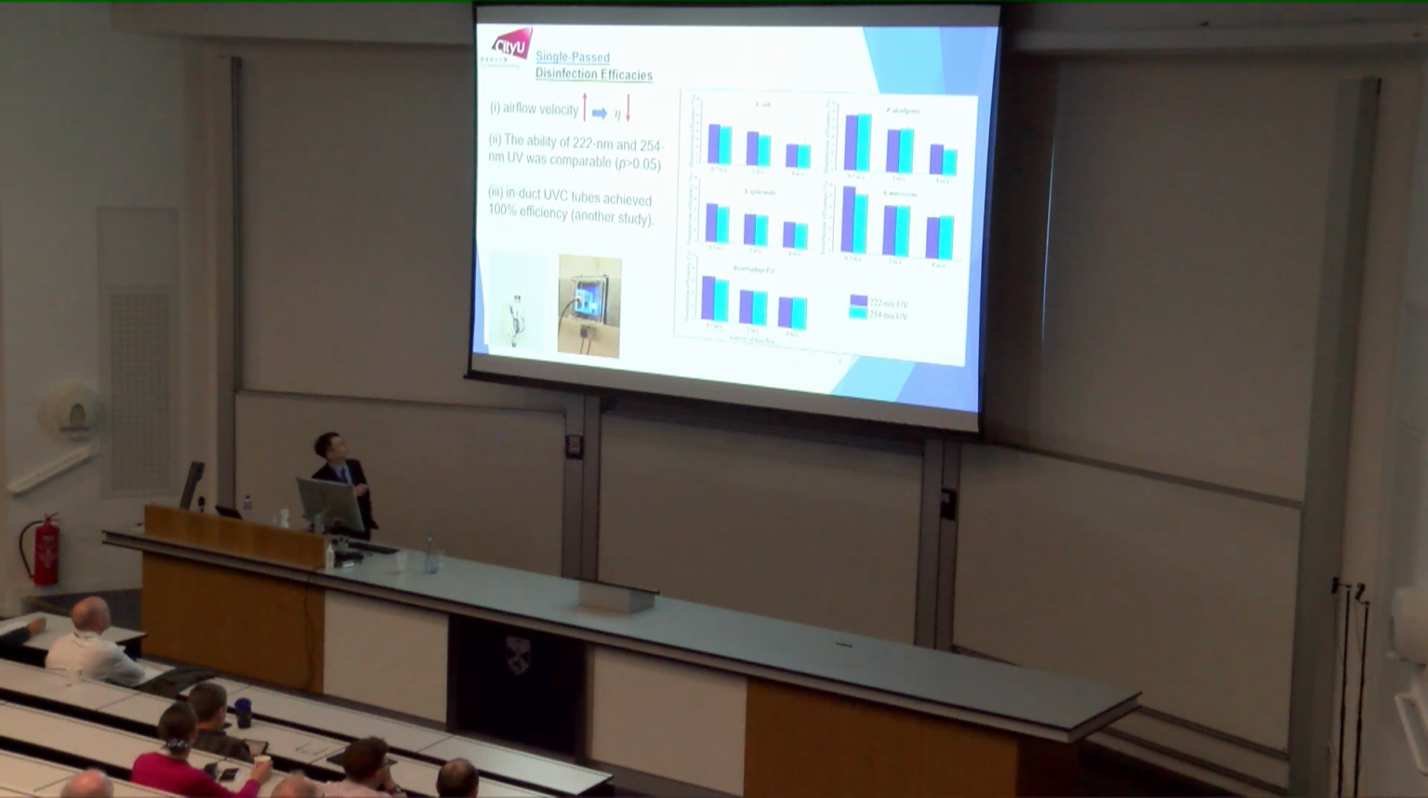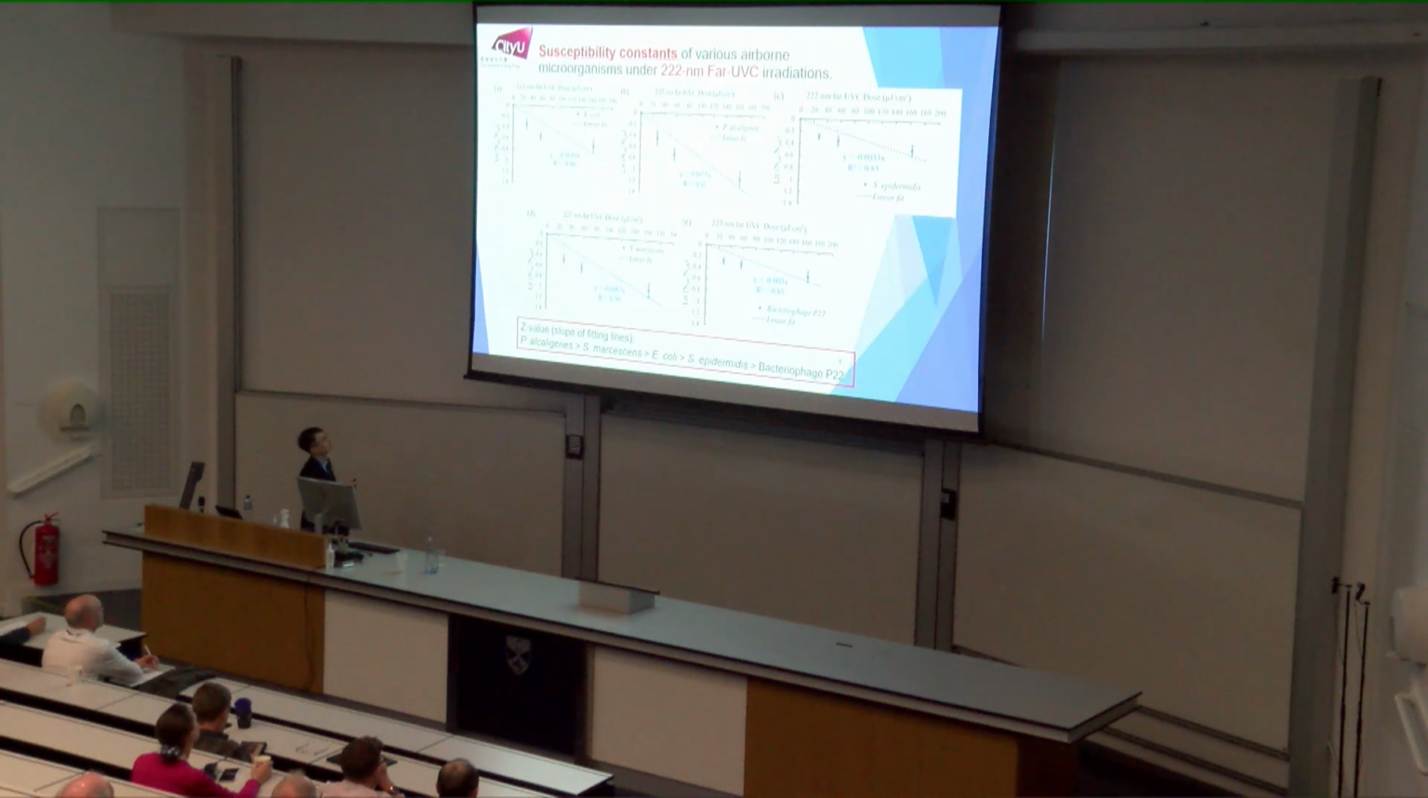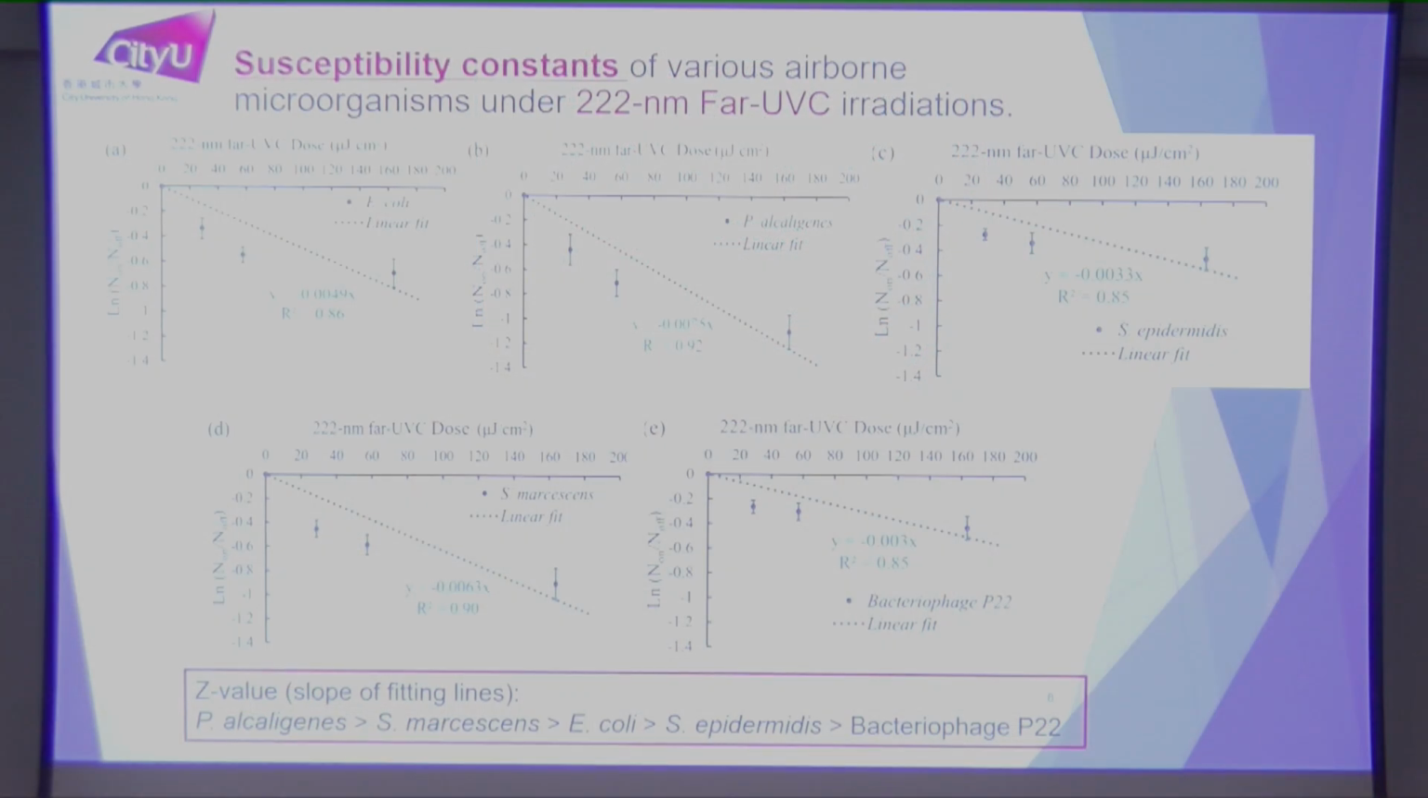But remember, I put the lamp outside the duct. In another test I published, when I put the same UVC inside the duct, I got 100%. So if you can put the Far-UV222 inside, you may also get very high disinfection efficacy. This one is lower because I put it outside. So the Z values: because I put the lamp outside, I can precisely control the dose by adjusting the height. So here, the slope represents the Z values.